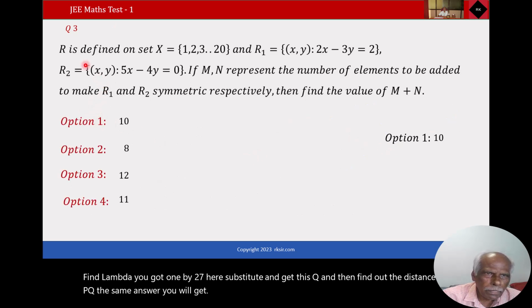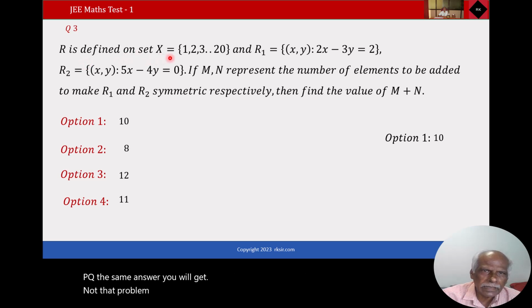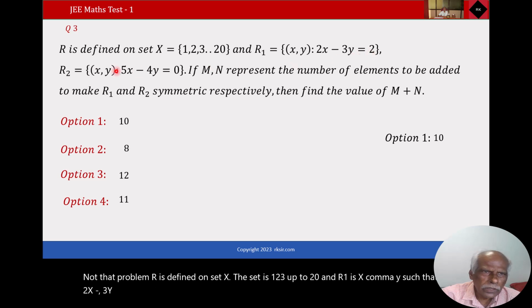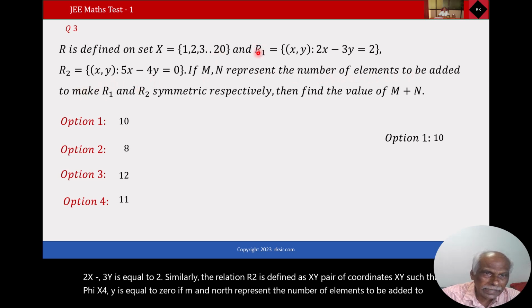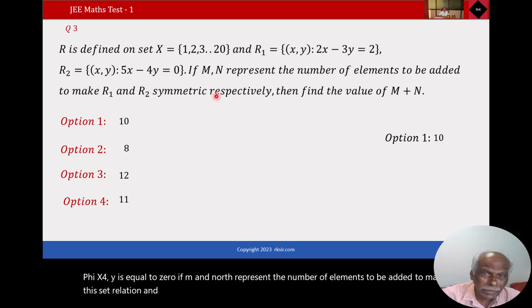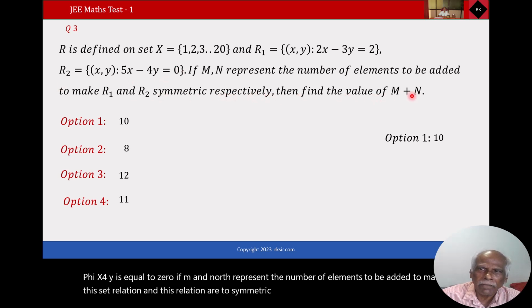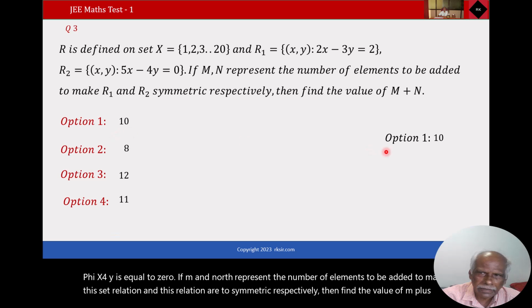Now the third problem. R is defined on set X. The set is 1, 2, 3 up to 20 and R1 is x comma y such that 2x minus 3y is equal to 2. Similarly, the relation R2 is defined as pairs x comma y such that 5x minus 4y is equal to 0. If m and n represent the number of elements to be added to make this relation R1 and this relation R2 symmetric respectively, then find the value of m plus n. The answer is option 1.